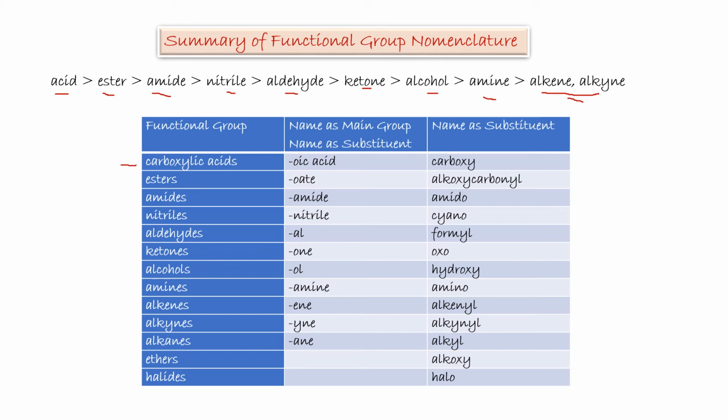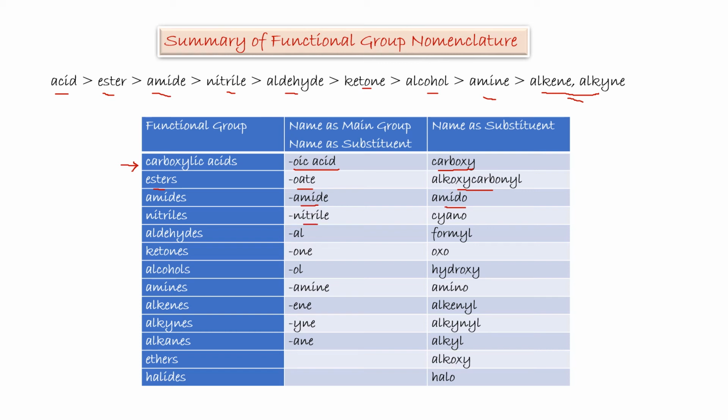If we have a carboxylic acid, we name the alkane, take the E out, and add -oic, so -oic acid. As a substituent, we say carboxy. For an ester, as we mentioned, we take the -ic of the name and add -ate, or we say alkoxycarbonyl as a substituent. Amides: amide as the name suffix, amido as a group.